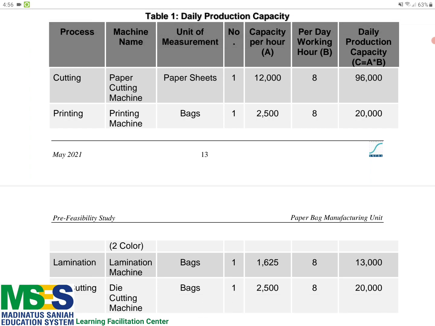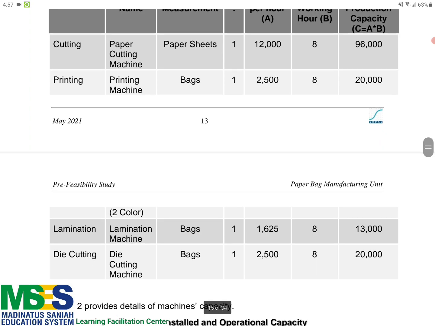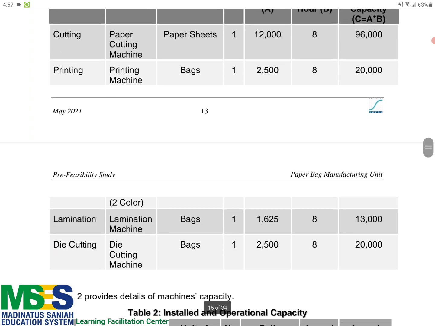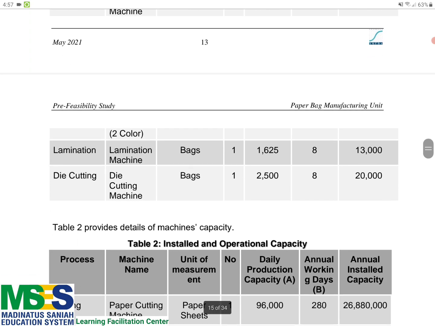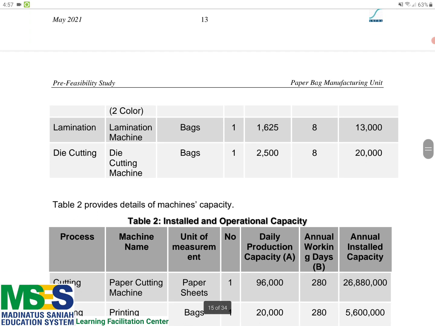96,000 papers per day you will be able to cut. How many papers are you going to print, the full bags? How many bags are you going to print using your machine? The machine that they have asked you to install, it would print 20,000 papers per day. And the lamination machine is the slowest. How many paper bags are you going to laminate?